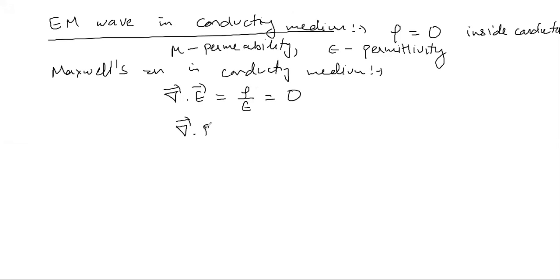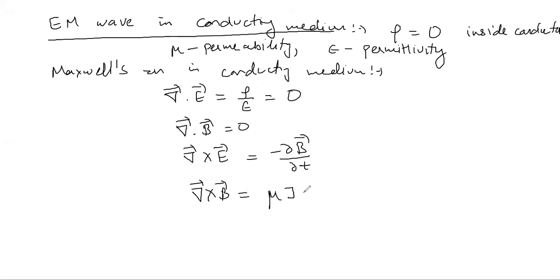The second equation says that del dot B is equal to 0. The third equation says that del cross E is equal to minus curly B over curly t, which will stay as it is. The fourth equation says that del cross B is equal to mu J plus mu epsilon curly E by curly t. In free space, we used mu naught J plus mu naught epsilon naught. Now we are going to replace it with the permeability and permittivity of the medium that we are talking about. So these will now be our 4 Maxwell's equations that we are going to play around with.